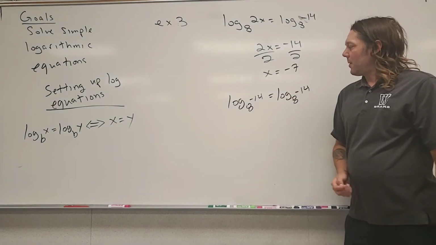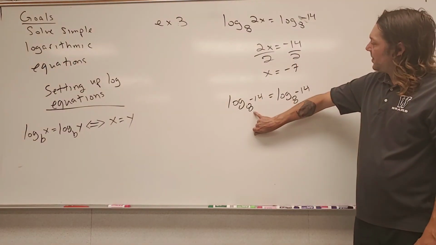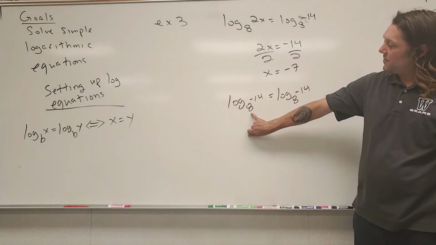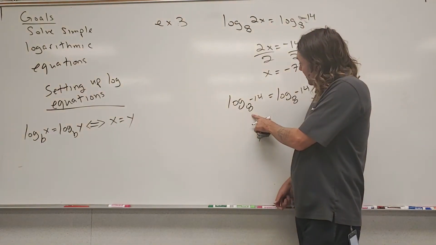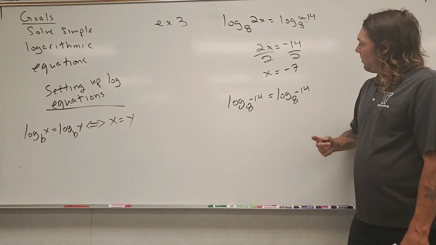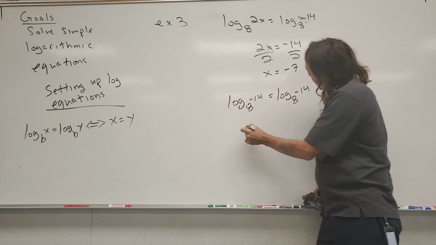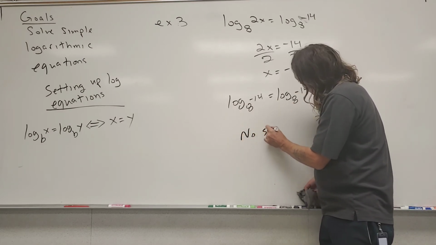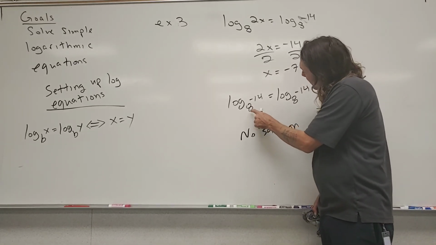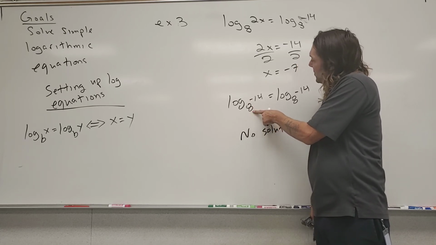Now, remember, when we're looking at this, it's what exponent does 8 need to turn into negative 14? And this actually creates something that's not possible, because 8 is a positive number, and no matter what power you raise a positive number to, it's not going to turn into a negative number. So even though we got an answer to this problem, we would actually say that there is no solution to this problem, because what happens is when we plug in our answer, we get a situation that's not possible.